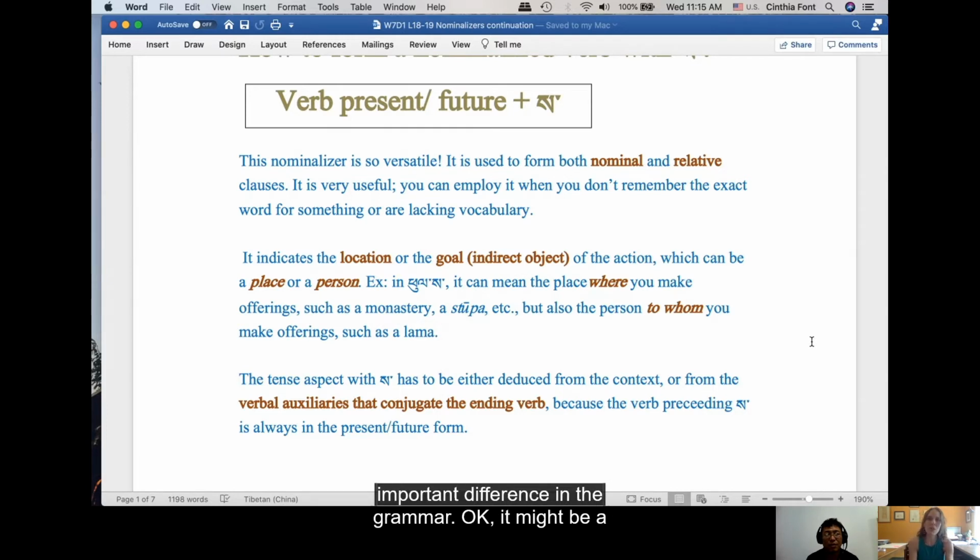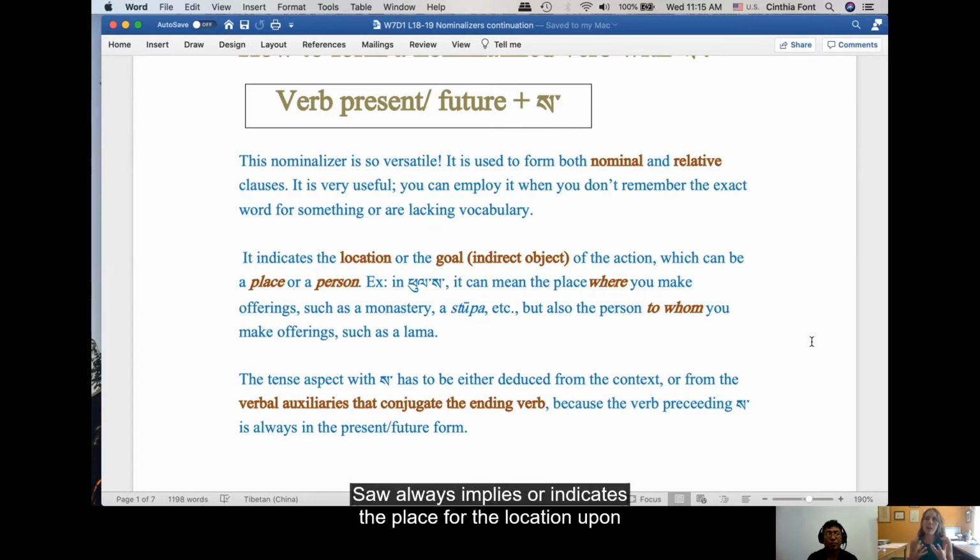It might be a little tricky if you try to understand exactly the grammatical aspect of it linguistically, and that's not the point of this lesson. I don't want you to have to struggle with these terms, but you will see from the examples what I mean. It is a very useful nominalizer because you can employ it actually when you don't remember the name of something or you don't know the exact word for something.